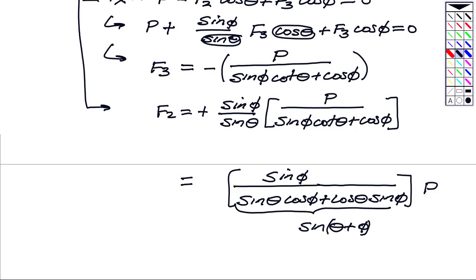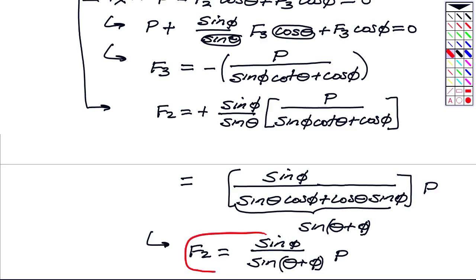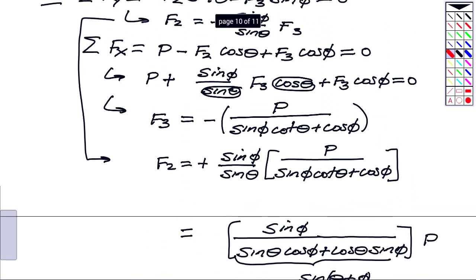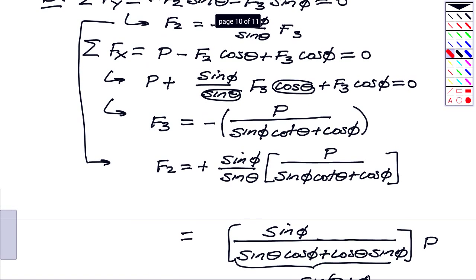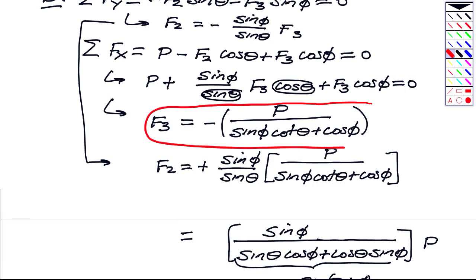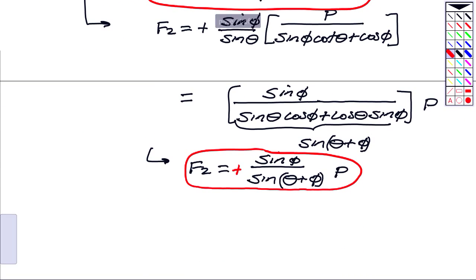So from this, I have a slightly simplified form of this expression, where F2 is going to be equal to sine of the angle phi divided by sine of the sum of theta and phi, times P. So this is our F2. And up here was our F3. And please note the F3 with a negative sign is in compression. F2 with our plus sign is in tension.